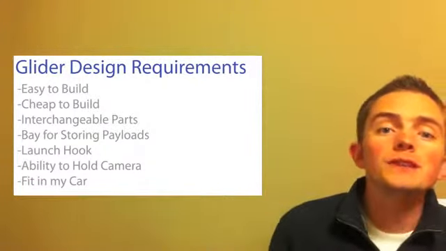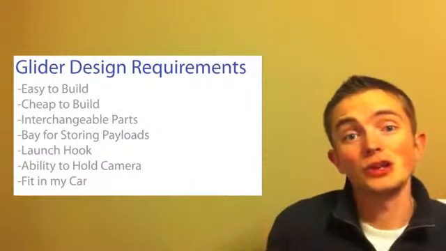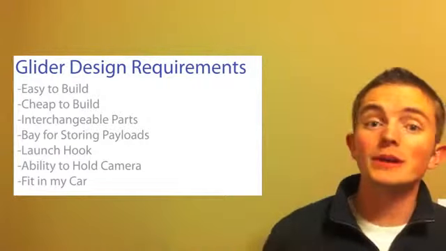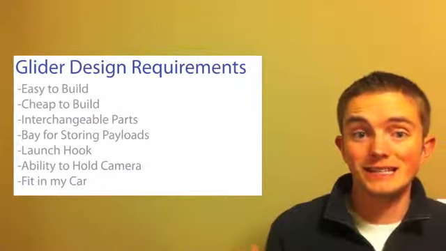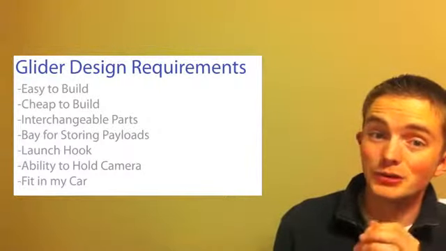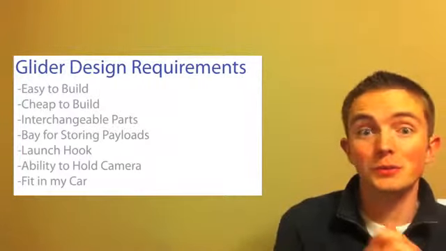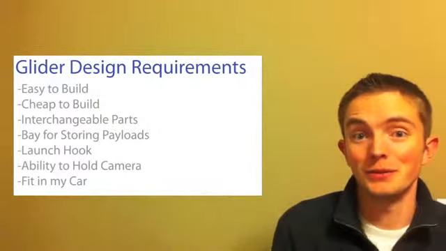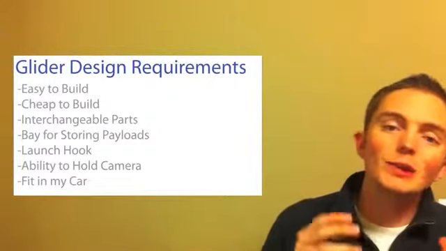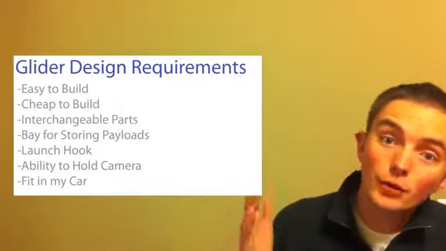This is also important to me because in the future, I'm going to want to design airplanes that have this capability anyway. I might as well start learning how to do it. I'm also going to want a bay for storing payloads. This will allow me to add weight to my airplane and test some of the dynamics the wings can handle. I'm going to want a launch hook as well. If I'm going to do scientific testing, I'm not going to want to be hand-throwing this thing. I want to eventually build some kind of airplane slingshot that I'll be able to remove the human element and test the airplane itself. It's also going to need to hold a camera. Lastly, it needs to fit in my car, which for my vehicle is about 3 to 4 feet.